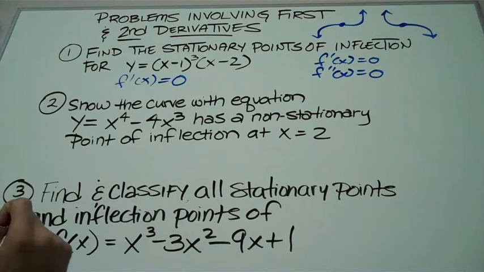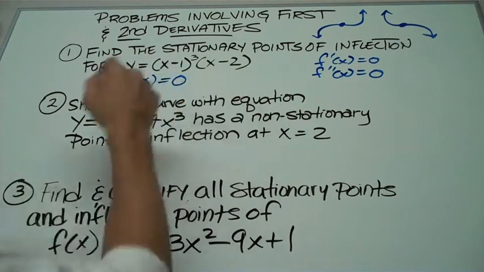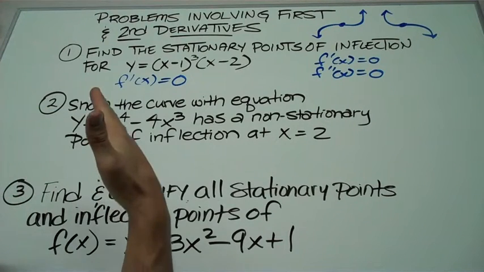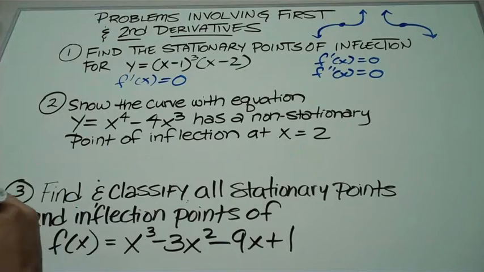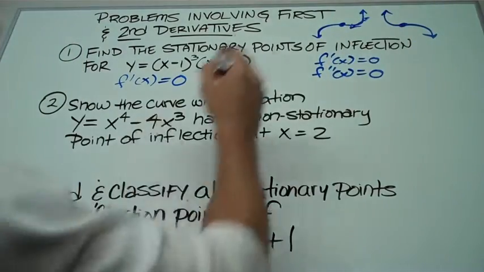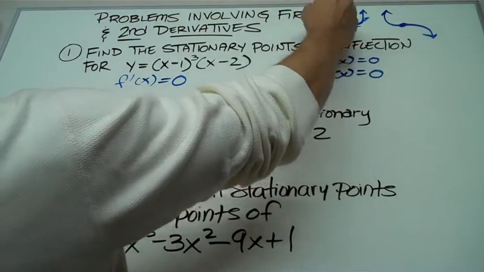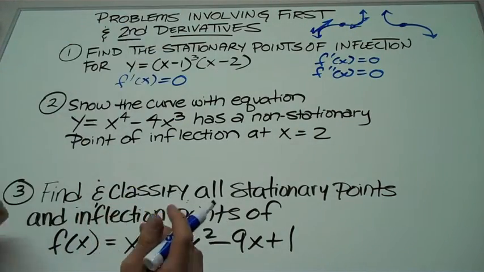Once we find f dash of x and set it equal to 0, how do we know it's a stationary point of inflection? Well, you can go a little to the left and a little to the right and see that the derivatives remain the same sign. For example, a little to the right over here, we have positive derivatives. A little to the left, we have positive derivatives. That's a great test to make sure you have a stationary point of inflection.